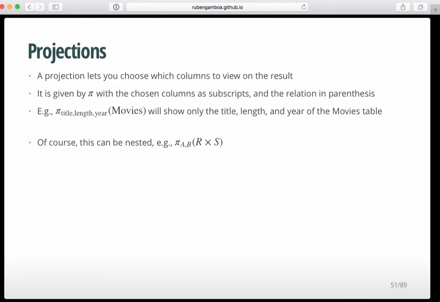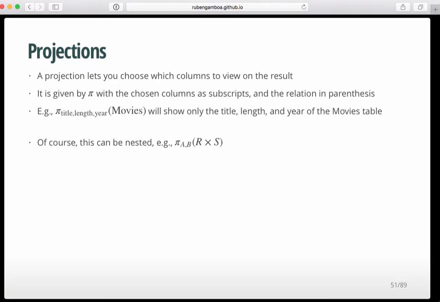Okay, so let's do projections. This is actually a database operation. A projection lets you choose which columns you want to see in the result. The way that we denote this is by the Greek letter pi. This is simply because if they used the lowercase p, nobody would have been impressed.